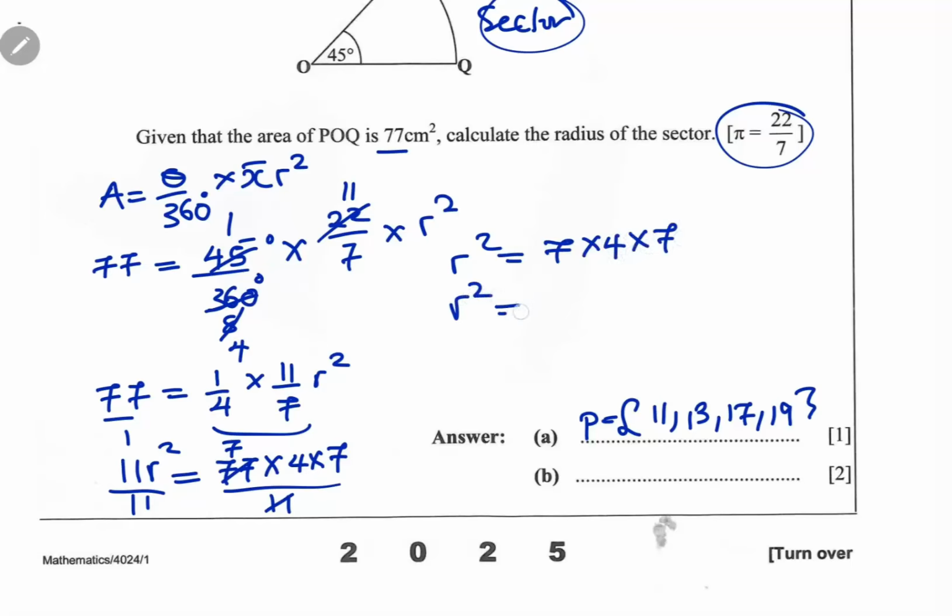So r squared is equal to 7 times 7 is 49, and 49 times 4 is 196. So the square root of 196, r therefore is equal to 14 centimeters. So the answer here is 14 centimeters. Confirm that is the answer.